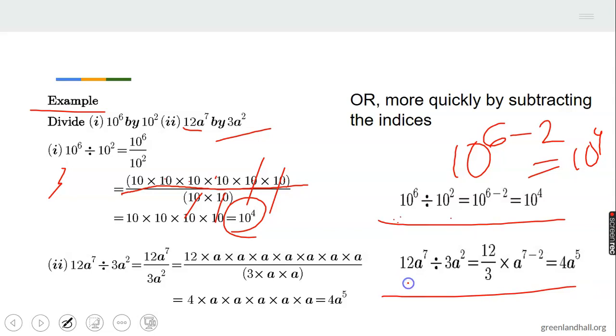First of all, 12a raised to the power 7 divided by 3a raised to the power 2. Now, look, since we have numbers and letters together, we first of all do the division of the numbers, then you now take the ones that have indices. Now, a raised to the power 7 minus 2 equals 4a raised to the power 5, because 12 divided by 3 is 4. Now, 4 times a raised to the power 5 will be equal to 4a raised to the power 5.